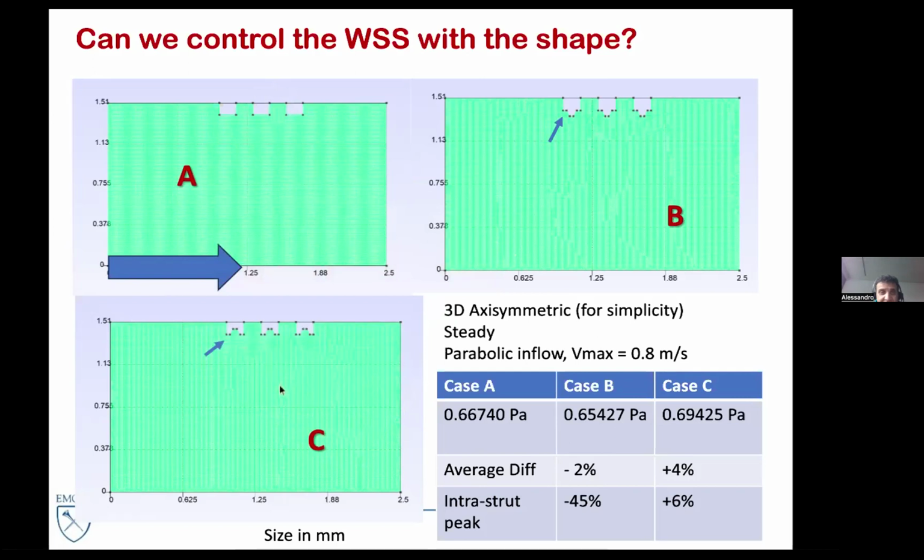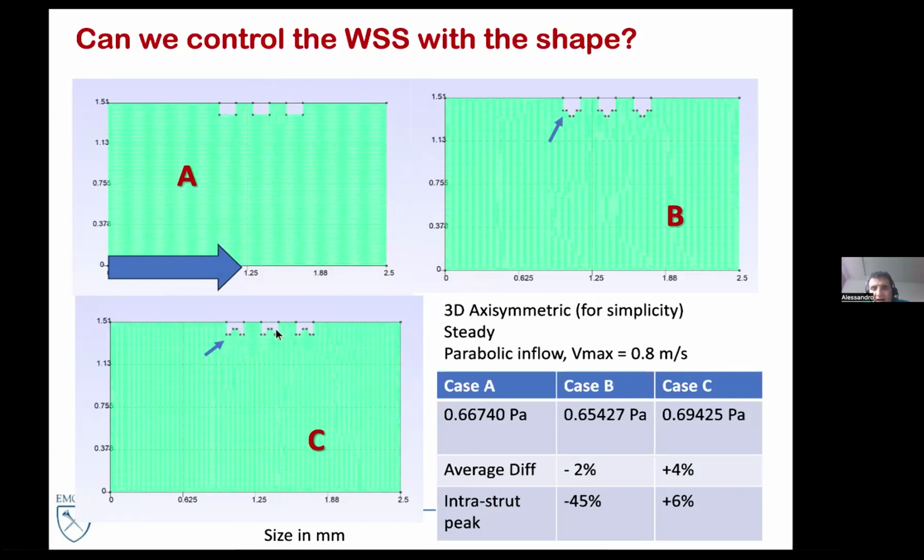So now what you see is the profile of the vessels. I'm solving axisymmetric Navier-Stokes here, just to simplify, to work in 2D, using these 3 different profiles. So these are planar struts like we have now. These are the struts with an extrusion, and these are struts with an intrusion.